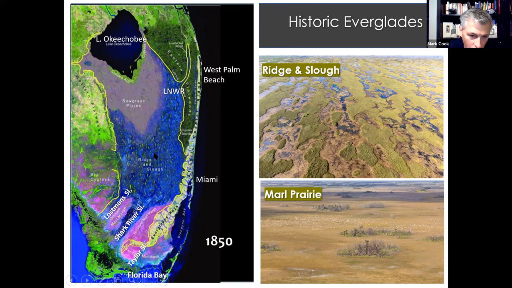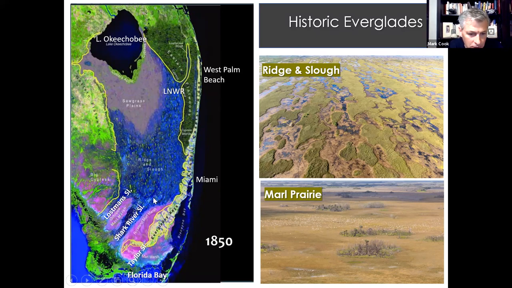Water would then flow further to the south, and as it flowed through to the south, it would flow over these purple pinkish areas, which we call the marl prairies. These are higher elevation, shallower marshes. It would then follow on through these coastal lakes and mangrove forests shown in green, and either out into Florida Bay or into the Gulf of Mexico.